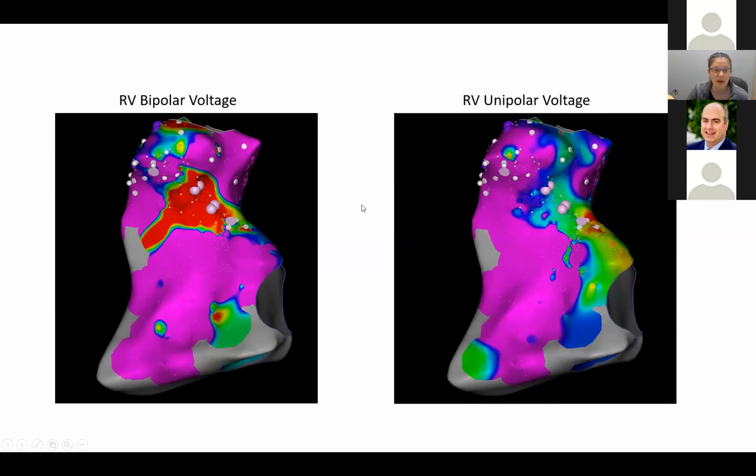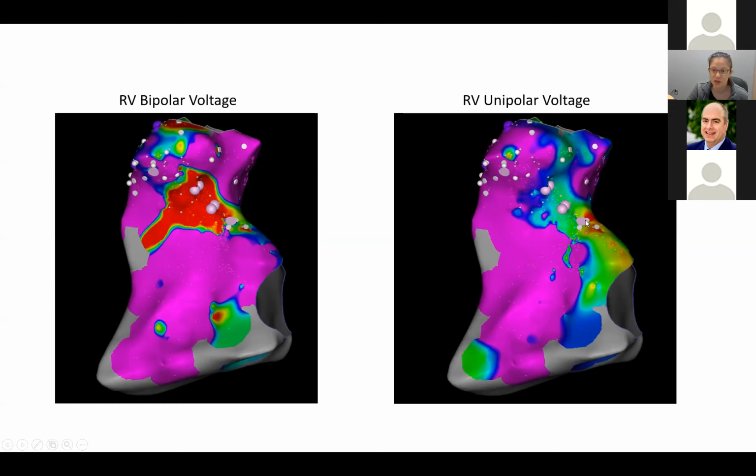So here's my voltage map that I made of the right ventricle. This is the bipolar map on the left and the unipolar map on the right. You might notice that the low voltage area here matches a lot like what we showed you in the Lamon paper where we found VT exits. And so the low voltages here had some fractionation and late potentials.